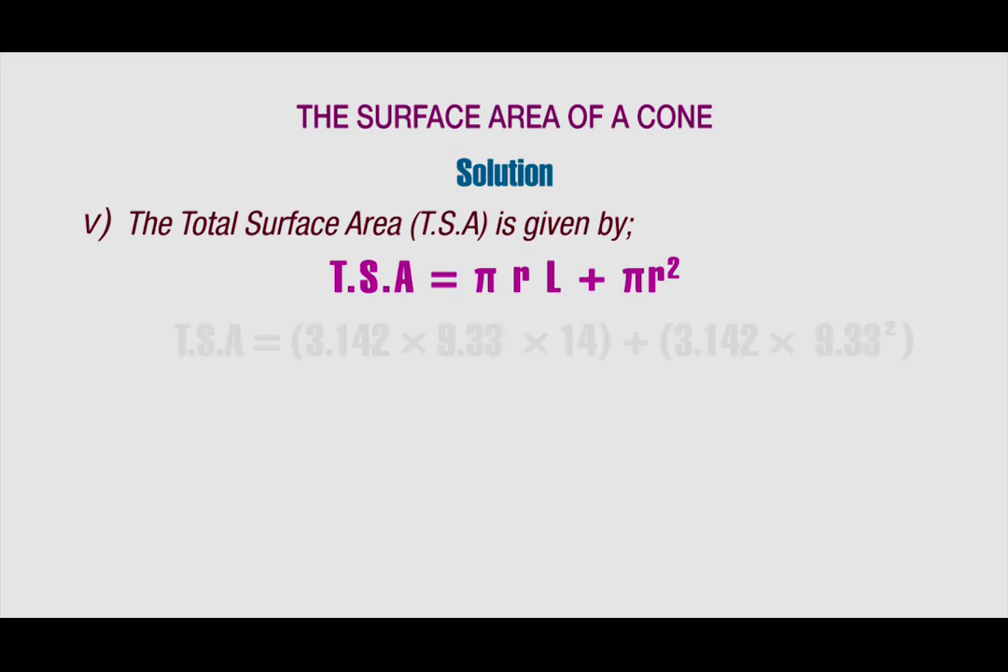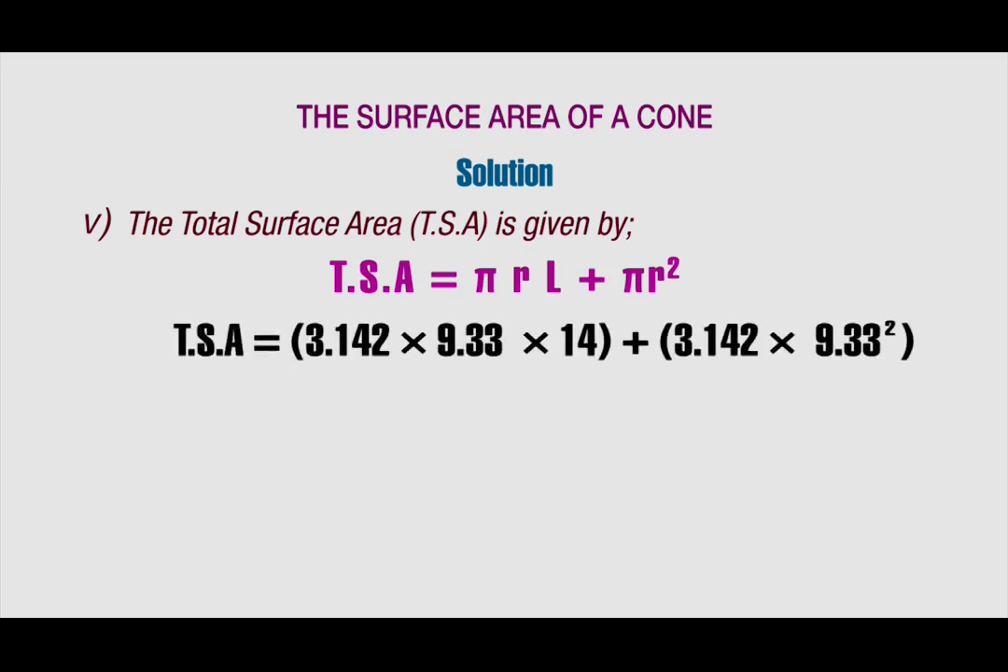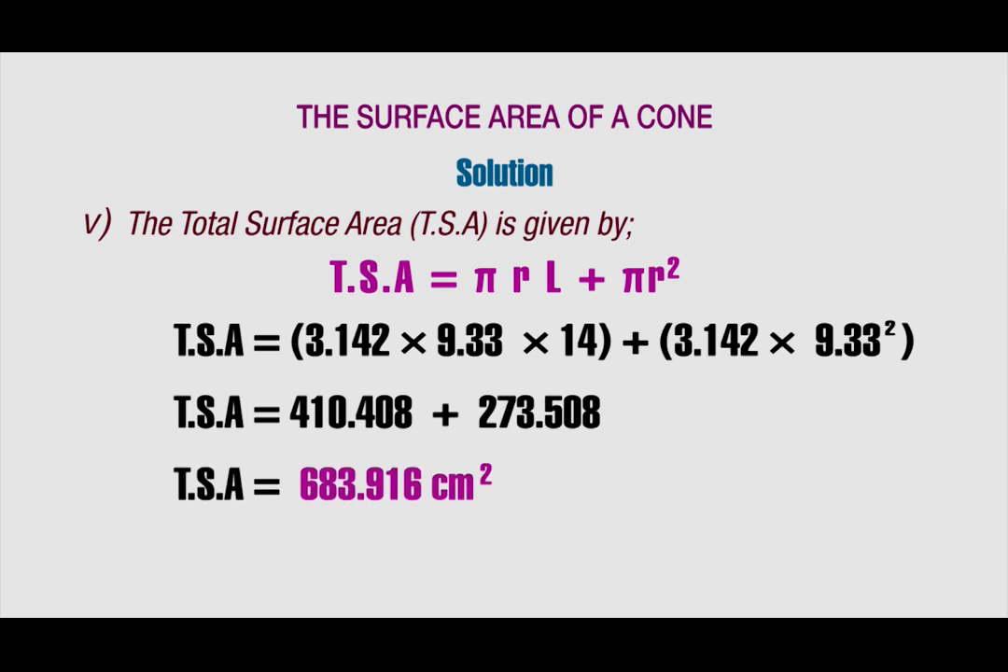So if you substitute, we have 3.142 multiplied by 9.33 multiplied by 14 plus 3.142 multiplied by 9.33 squared. And that will simplify to 410.408 plus 273.508. If you put them together, then we have 683.916 centimeters squared. That was very, very easy.